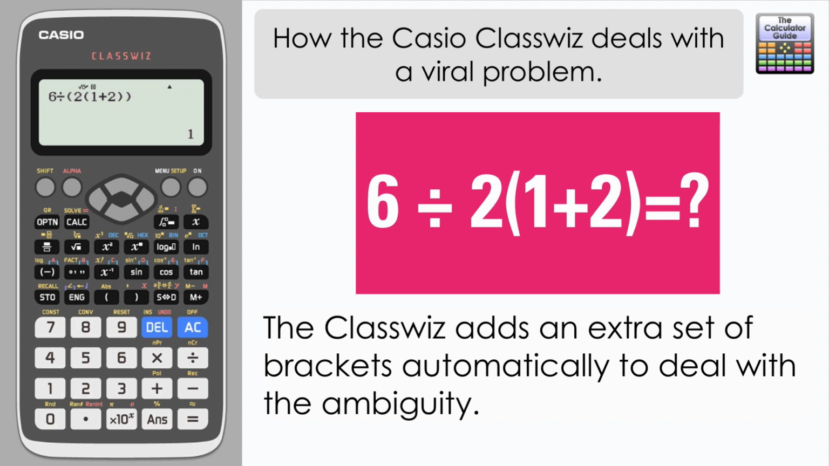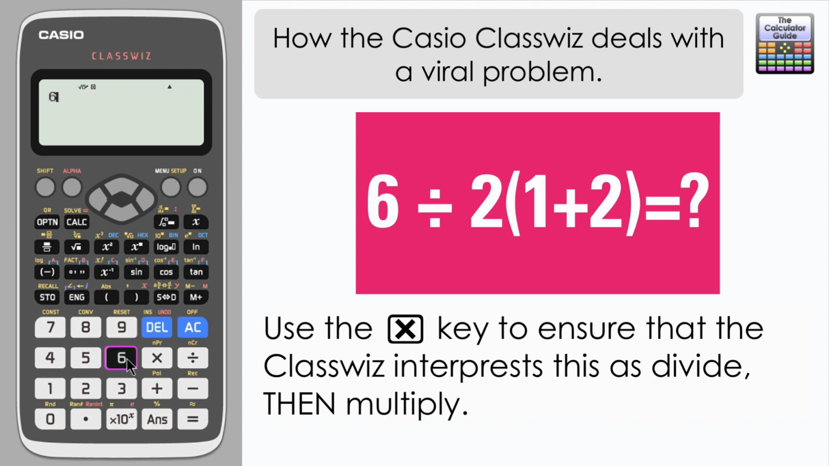And this is so that it isn't interpreted as 6 divided by 2, which is 3, and then 3 times 1 plus 2, which is 3 times 3, which gives you the 9. If you wanted to work that out, what you would need to do is input the multiply sign after the 2 but before the brackets containing the 1 plus 2, and if you do that then you get the answer of 9, and the calculator is reading it as described there.